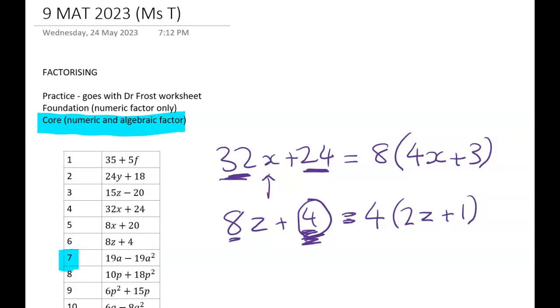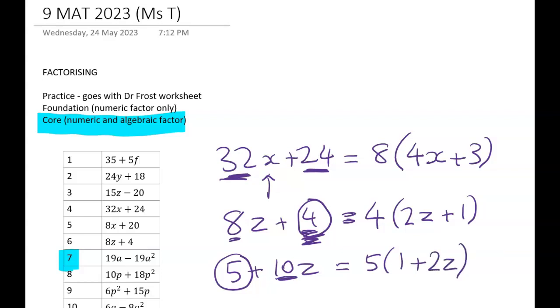Because that can be one that trips people up when they first start doing this. I'll just try another one like that. Suppose I've got 5 plus 10z. The highest common factor is 5, and then I ask 5 what's a 5? 5 ones are 5. 5 what's a 10? 5 times 2z. Okay, so let's get into these harder ones now.